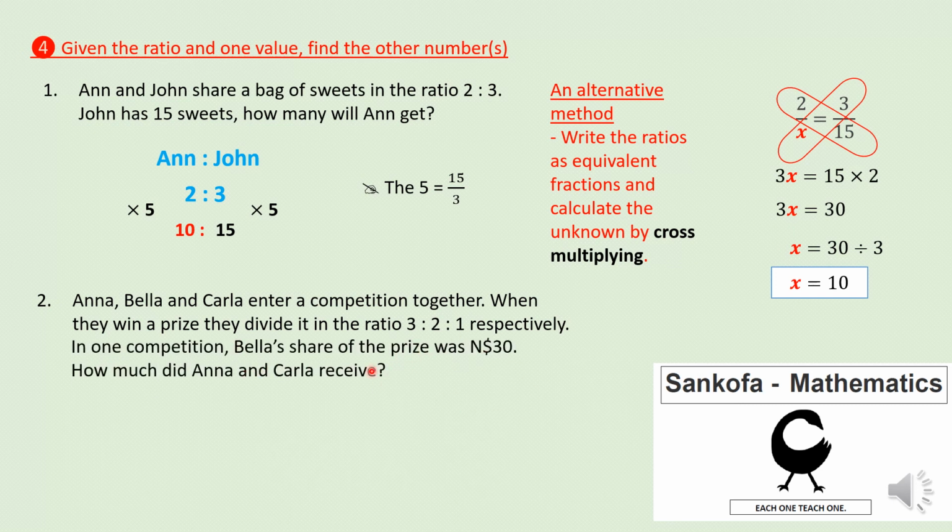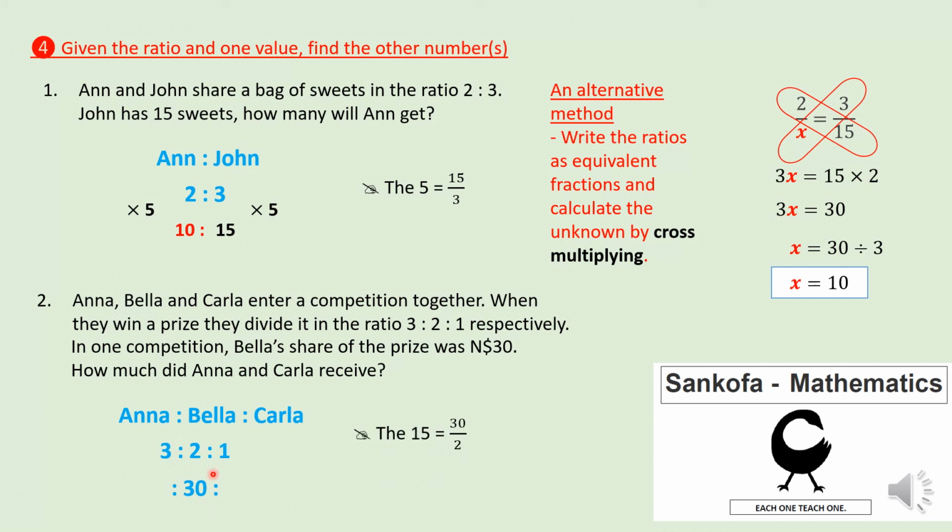We know Bella is the one in the middle who has 2 parts out of the 6. She gets 30 Namibian dollars. So let's just bring them in. The ratio is 3 is to 2 is to 1. And now I put the 30 under for Bella because that's the information we have. So we are interested in this 2 and this 30 here.